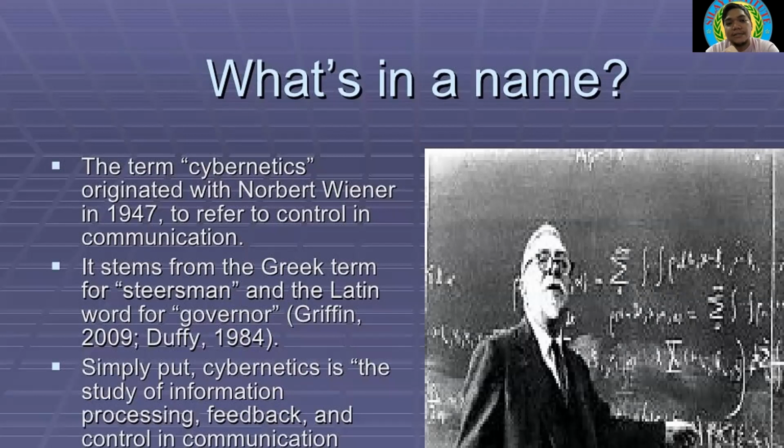So who coined the name cybernetics? It was originally from Norbert Wiener, in 1947. He referred to cybernetics as control in communication because during that time, communication was very essential in the discovery of technology. So that's the reason why cybernetics was coined. It stems from the Greek term for steersman, and the Latin word for governor. Simply put, cybernetics is the study of information, processes, feedback, and the control of communication. With a successful control in communication and with the help of different channels and media, cybernetics occurs.